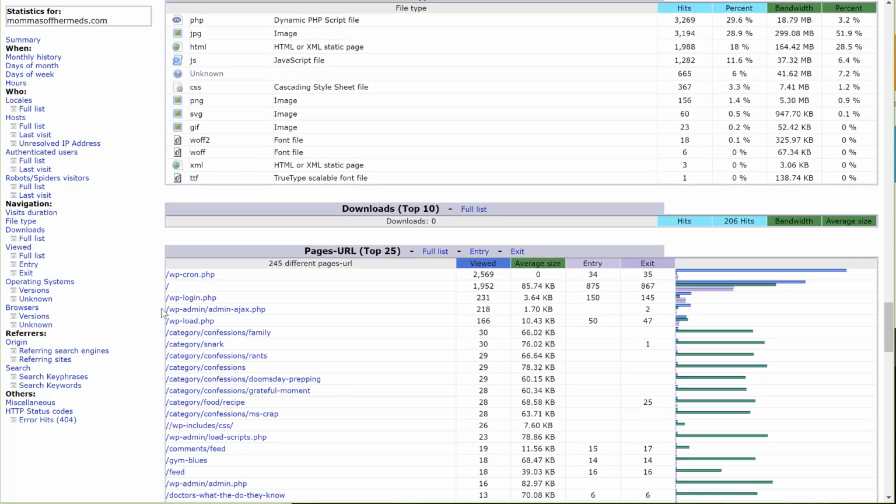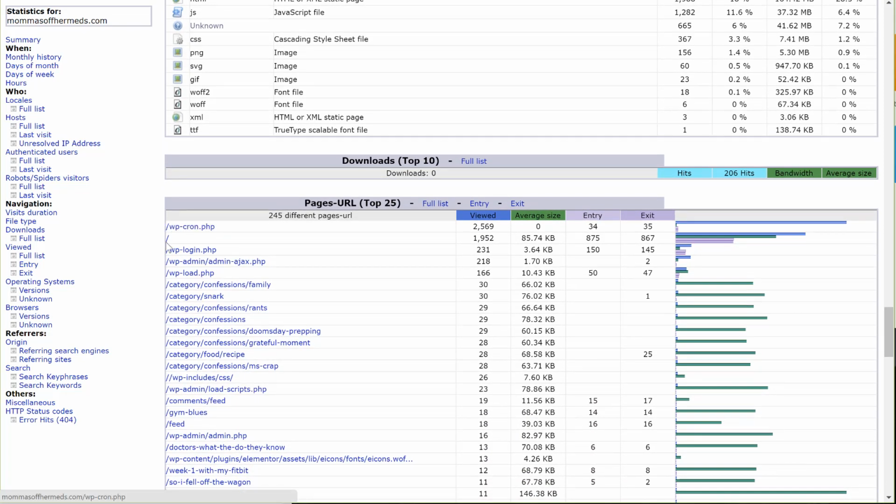These are top pages being looked at. So cron, I have a backup running, so that could be that. The slash all by itself is the home page. WP login is the login, which if I haven't logged in, I've had 231 attempts to log in on that page. That's not uncommon with WordPress, people trying to get in.